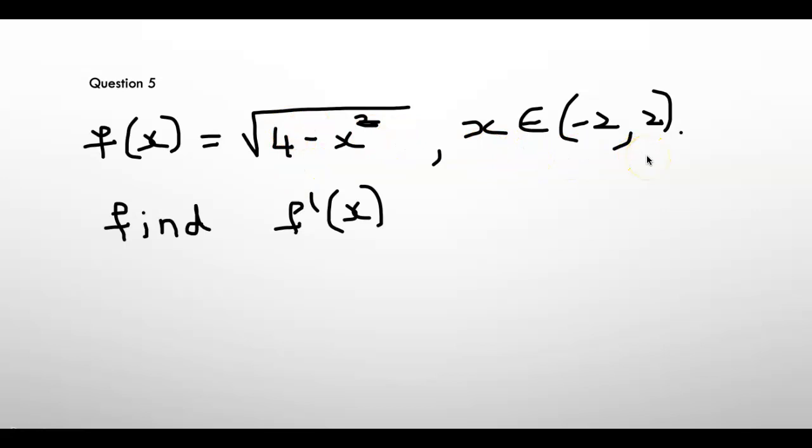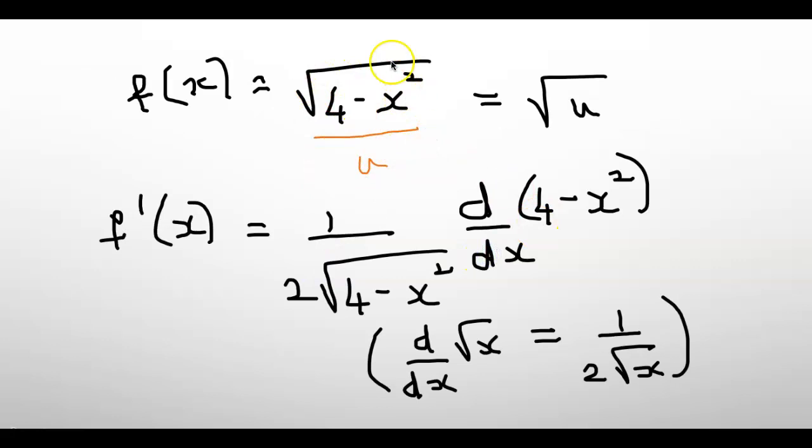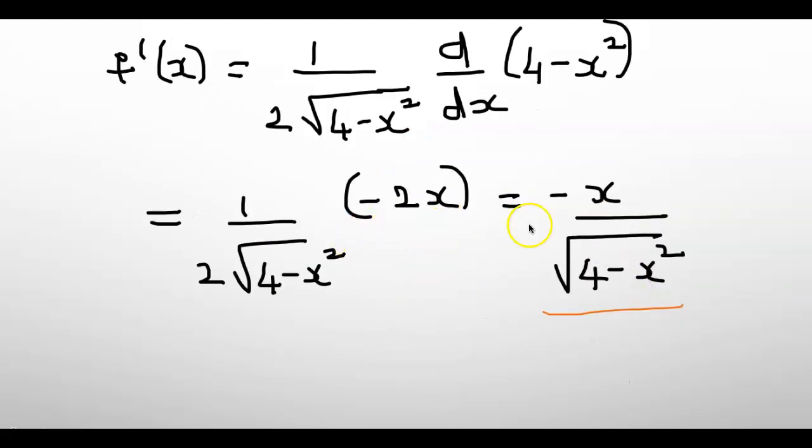find f dash x. So supposing I call this as u. So f dash x will be what? 1 by 2 root u. What is f dash x? 1 by 2 root x. So f dash u will be 1 by 2 root u. Now substitute back for u, that is root of 4 minus x squared, into d by dx of u, that is 4 minus x squared. That will be 1 by 2 root of 4 minus x squared into minus 2x, which is what we have here. So this is minus x by root of 4 minus x squared.